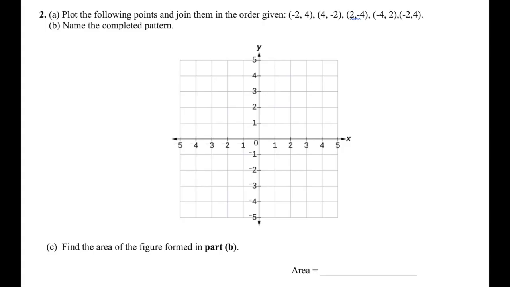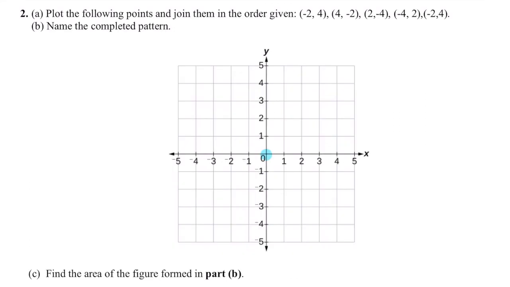Question number 2. Plot the following points and join them in the order given. Negative 2, positive 4; positive 4, negative 2; positive 2, negative 4; negative 4, positive 2; and back to negative 2, positive 4. The first point has an x coordinate of negative 2 and y coordinate of positive 4, its position is found in the second quadrant. Here, as marked in red x.